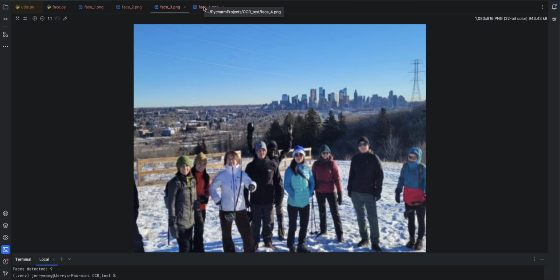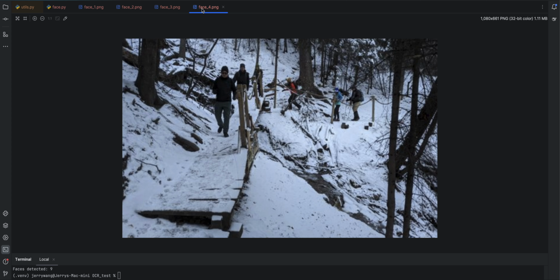Let's see the last one. I think that one could be the most challenging one because some faces may not be detected at all. Yeah, so let's see.